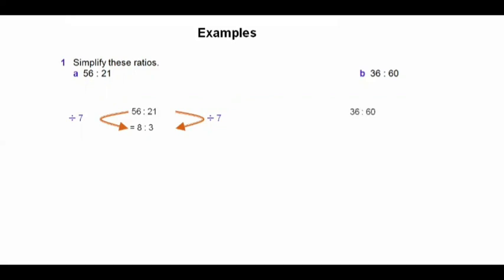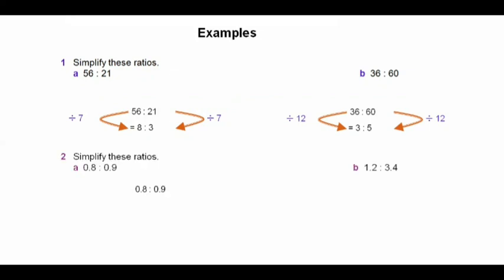36 is to 60. The HCF of 36 and 60 is 12. Dividing by 12, 36 divided by 12 we get 3 and 60 divided by 12 we get 5. So 3 is to 5 is the simplified form of 36 is to 60.